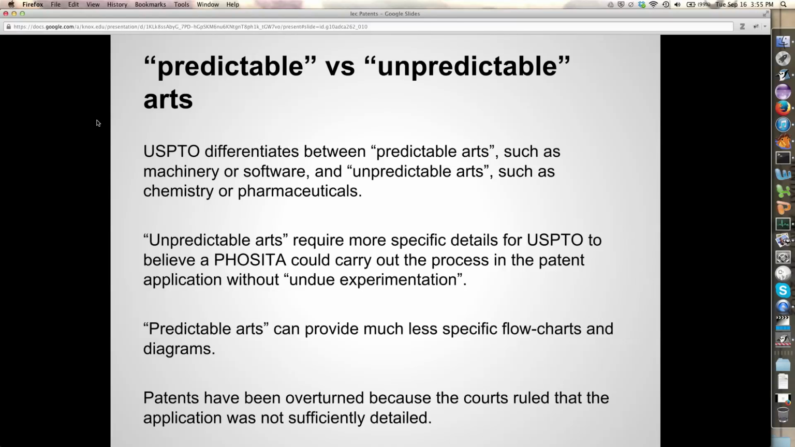Now, in the past, patents have been overturned, even if the patent has been granted. Later, it's been overturned by the courts, because the courts have ruled that the application was not sufficiently detailed. So there are trade-offs here. If you're filing for a patent, you need to put in enough information that the court's not going to determine that undue experimentation was required to build your invention, but you don't want to spend so much time on the patent application that you're not running your business or whatever. So there's definitely trade-offs here.